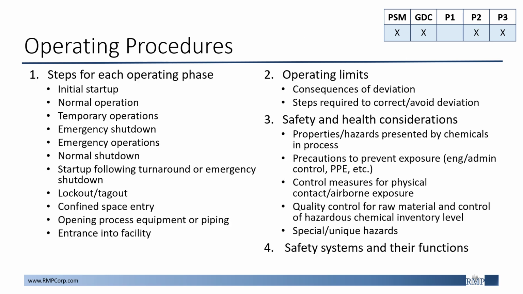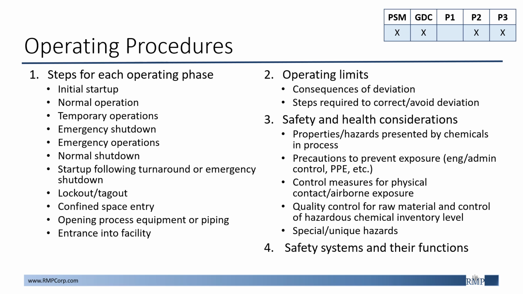Next up is operating procedures, which requires you to develop and implement written operating procedures to provide clear instructions for safely conducting activities involved in each covered process. They should be consistent with the PSI. Also includes steps for each operating phase listed here. It should also include operating limits and address consequences of deviation and steps required to correct and avoid these deviations.